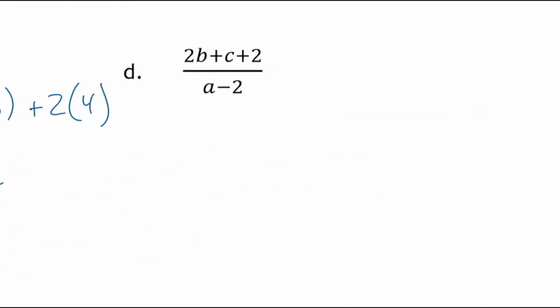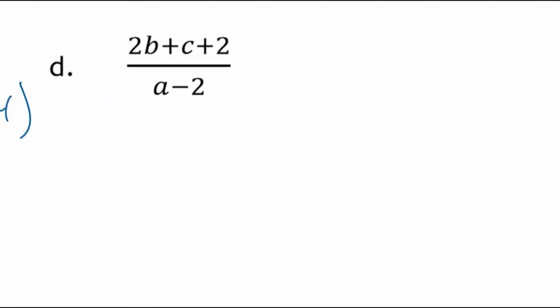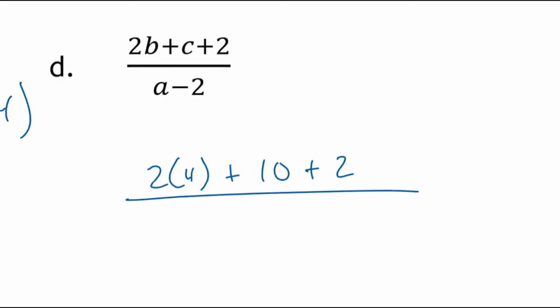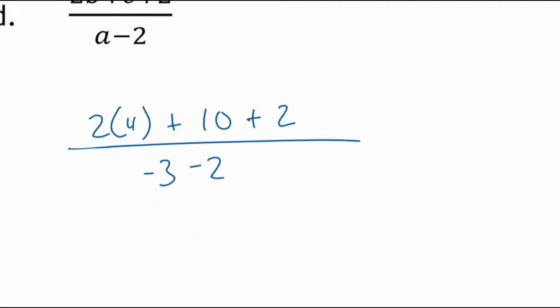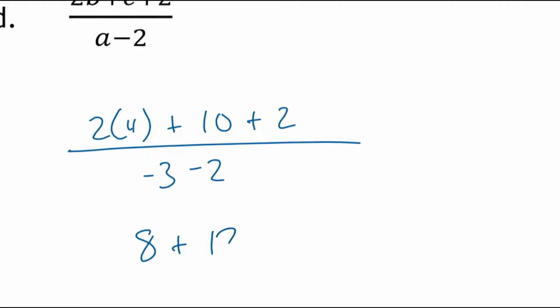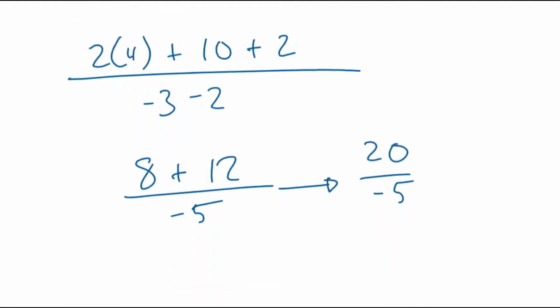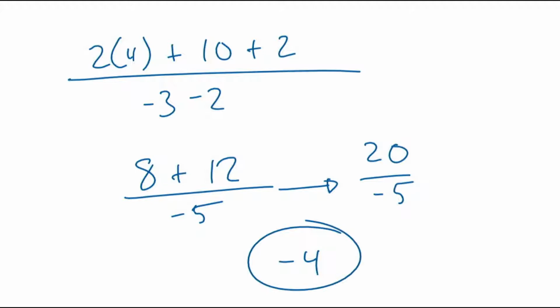And then finally for part D, same thing. You can see on your paper what A, B, and C are. B is 4, so I've got 2 times 4 in the numerator plus C in the numerator plus 2. And in the denominator, I've got a negative 3 minus a 2. Okay, so in the numerator, that looks like 8 plus 12, which is the number 20. And in the denominator, I've got negative 5. And 20 divided by negative 5 is negative 4. So that one should give me negative 4.